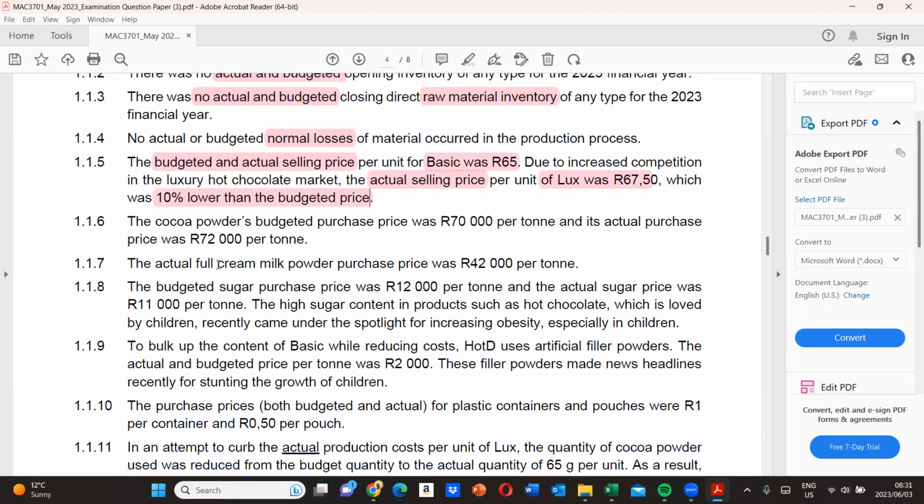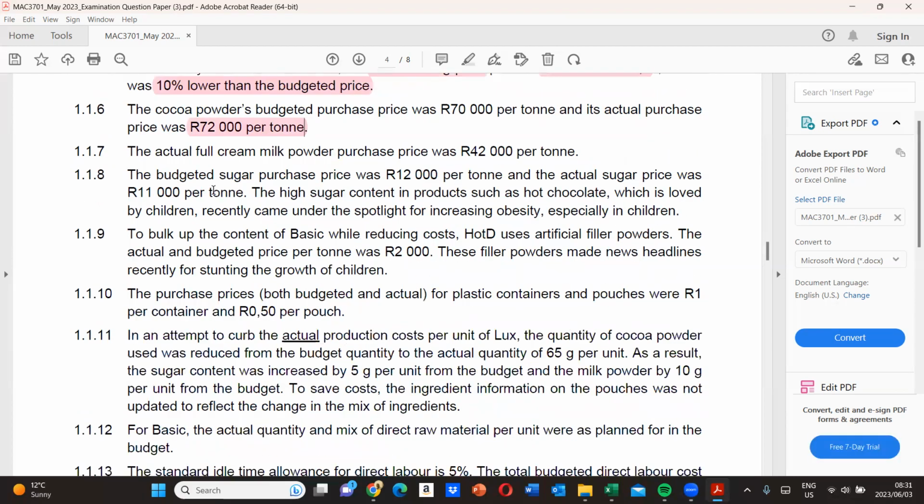That's the budget. The cocoa powder's budgeted purchase price was 70,000 per ton, and its actual purchase price was 72,000 rand per ton. The actual full cream milk powder purchase price was 42,000 per ton. The budgeted sugar purchase price was 12,000 per ton, and the actual sugar price was 11,000 rand per ton.